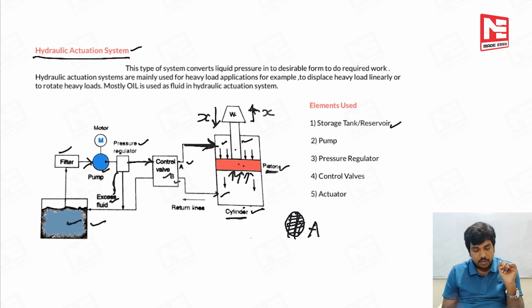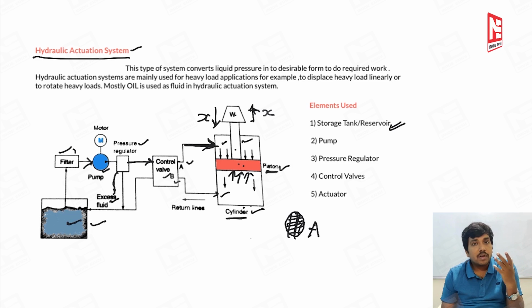What are all the elements we used here? Obviously, if you want to use liquid pressure energy, the first thing you need is the liquid. So that's what I have mentioned here. The first element should be the storage tank or the reservoir where some fluid is available. And the second one is the filter, which is required if the liquid is not clean or if you have any dirt particles.